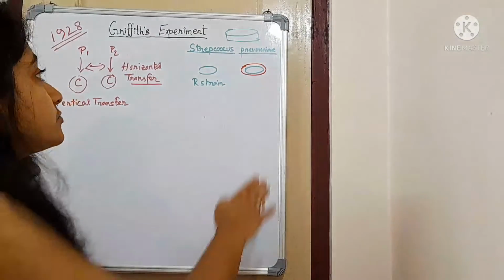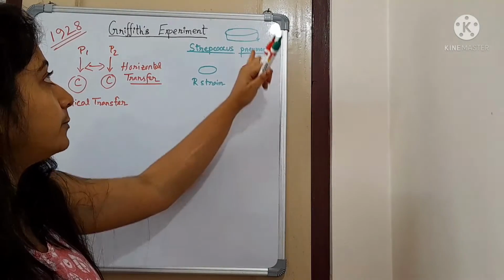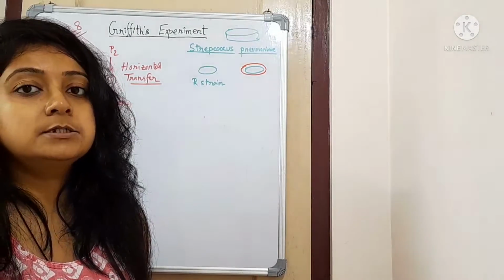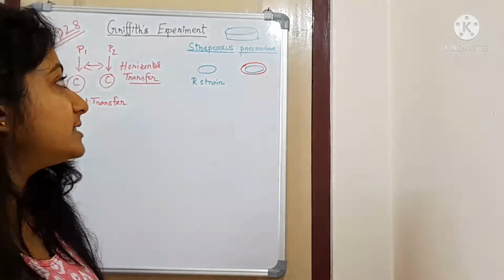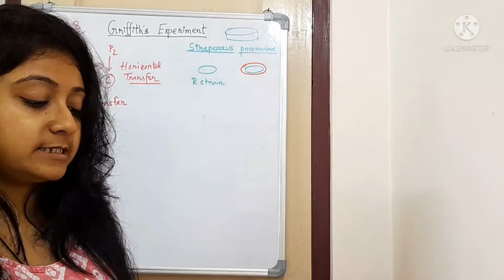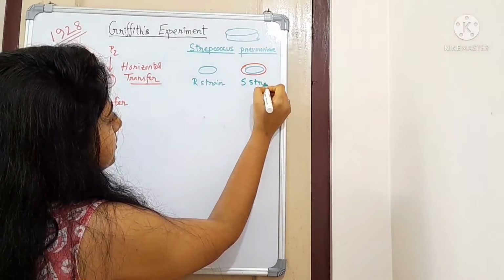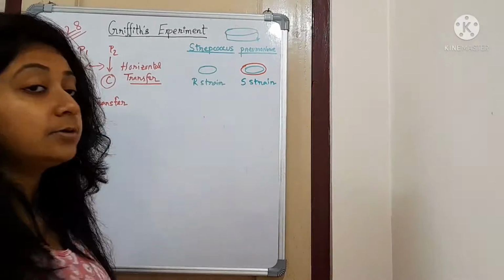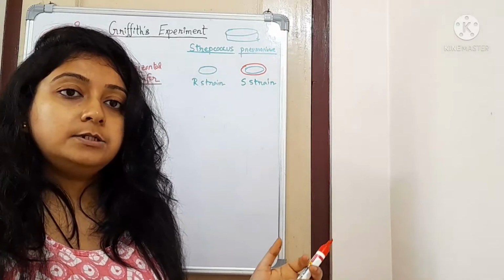And as there was one capsule from outside, that is why this particular strain was forming very smooth colonies on that plate, on that nutritional medium. And as they were forming smooth colonies, that is why the strain name was given like S strain or the smooth strain. Now, there were two basic characteristic feature differences between these two strains.